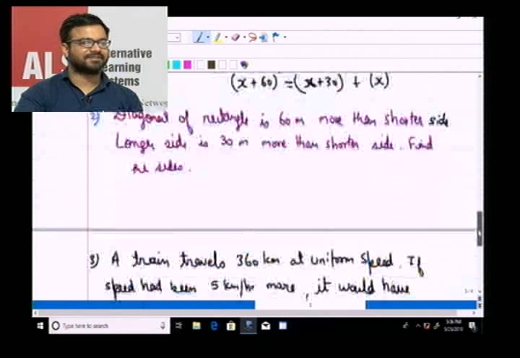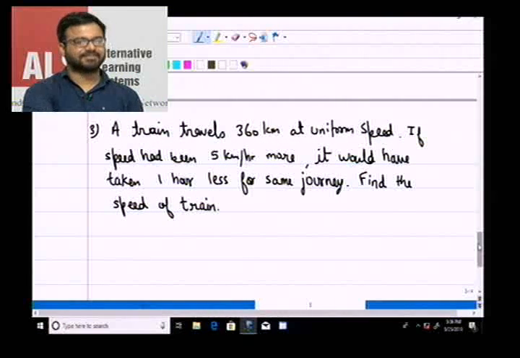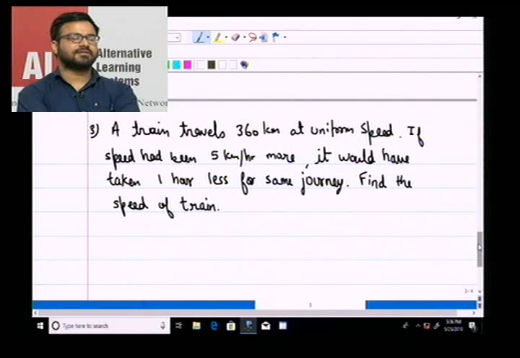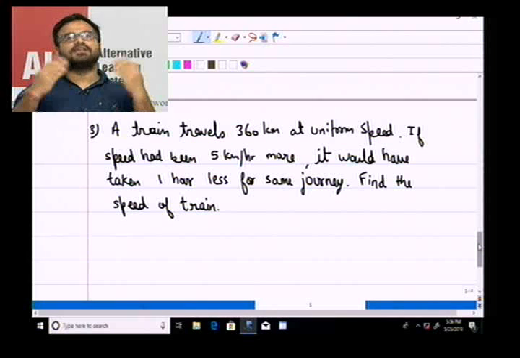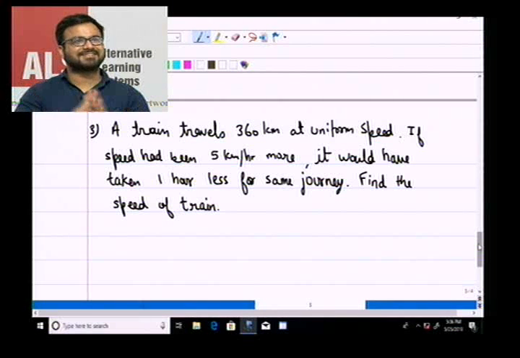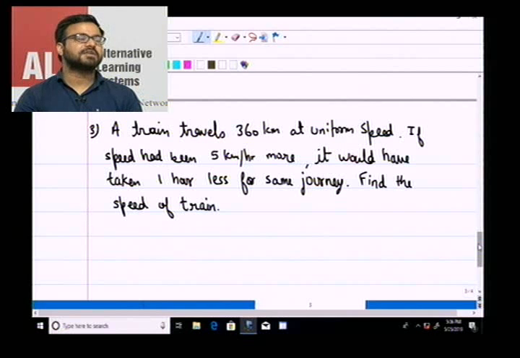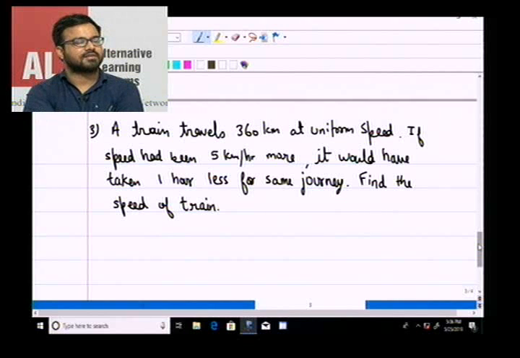And those who have done this one, try this. It's a very good question based on speed, time and distance. A train travels 360 km at a uniform speed. If the speed had been 5 km per hour more, it would have taken 1 hour less for the same journey. Find the speed of the train. So there is a constant distance in which the train is traveling. If we increase the speed of the train, time taken is less. So if the speed is increased by 5 km per hour, time for the same journey decreased by 1 hour. Frame the equation and then find the speed of the train.